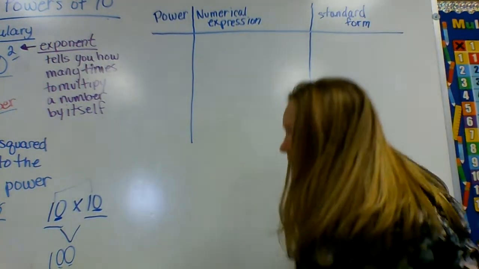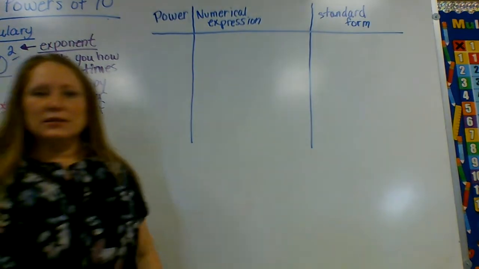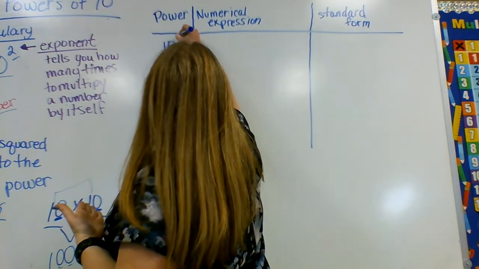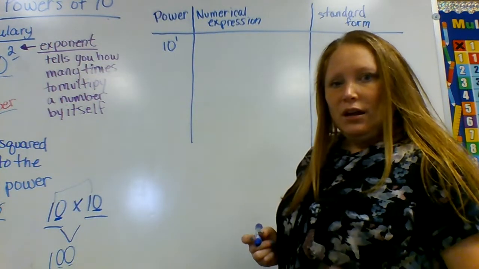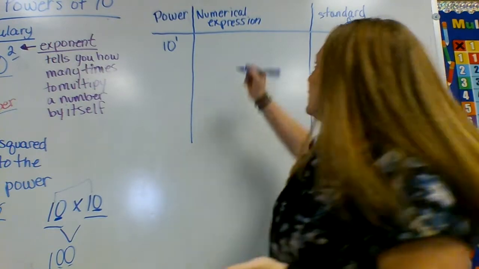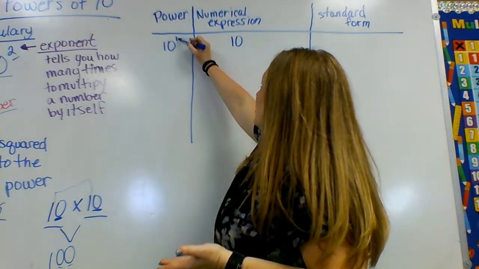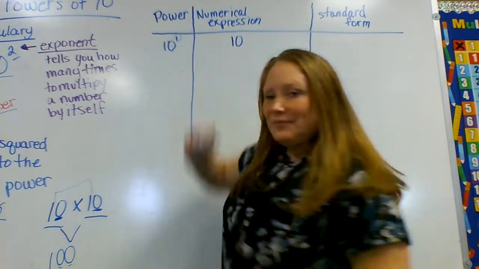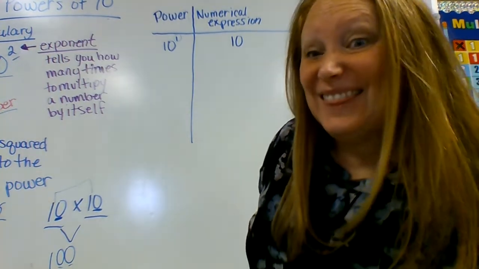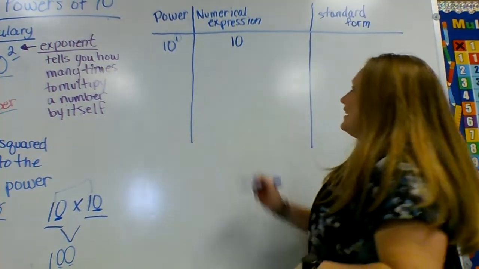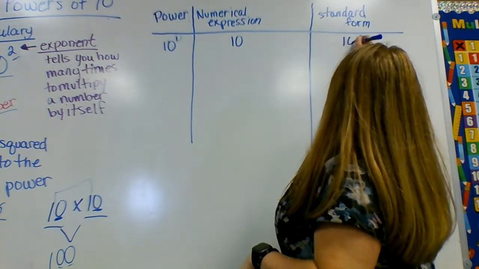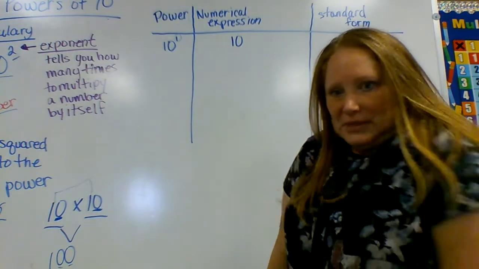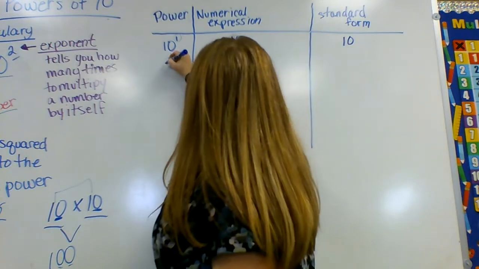Now, we're just going to start with powers of 10. We're only going to look at the number 10. So if I have 10 to the first power, I'm not even multiplying 10 because I only have one 10. You want to know another trick? This exponent tells you how many zeros there are going to be in the answer. So standard form is 10. 10 to the first power: 1, 0. Boom, done.